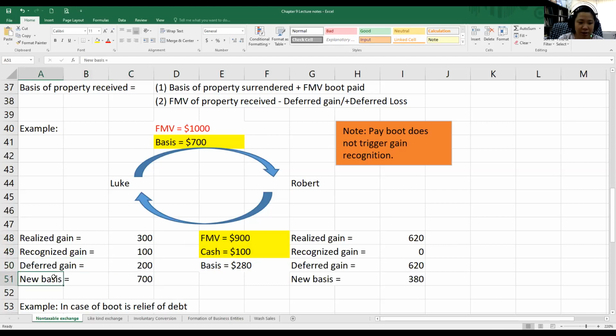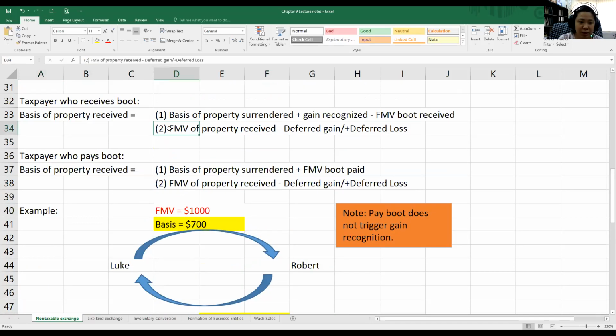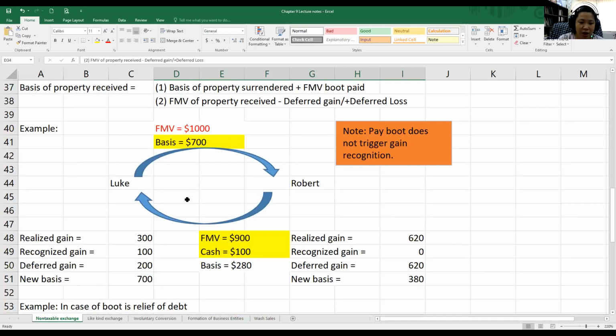And so let's calculate the basis of the property that Luke received. I'm going to use this formula, okay? It will be equal to fair market value of property received minus any deferred gain. So the fair market value of property that Luke received is 900 minus deferred gain 200. So the new basis will be 700.